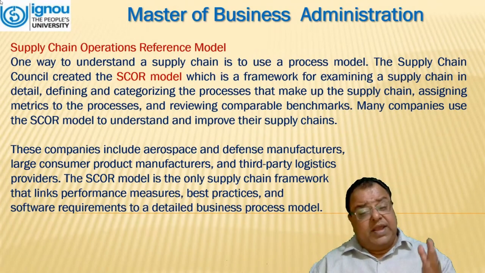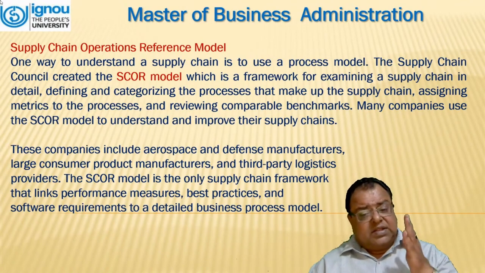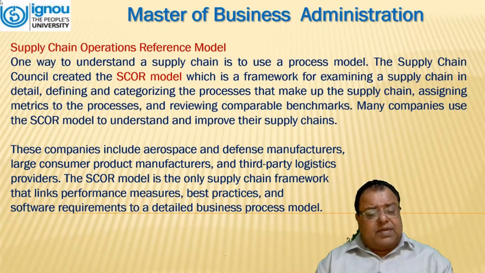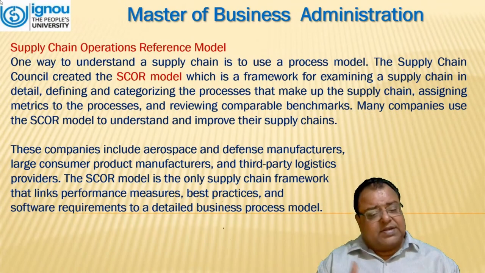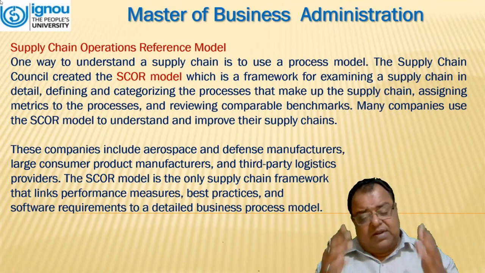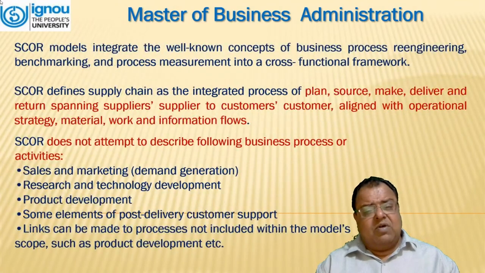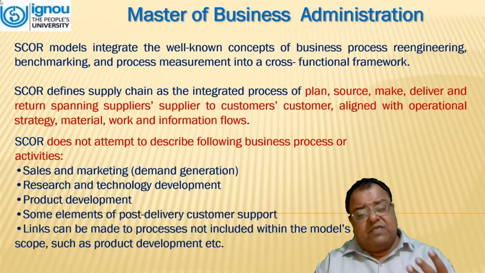These companies include aerospace and defense manufacturers, large consumer product manufacturers, and third-party logistics providers. The SCOR model is the only supply chain framework that links performance measures, best practices, and software requirements to a detailed business process model. SCOR integrates the well-known concepts of business process reengineering, benchmarking, and process measurement into a cross-functional framework.